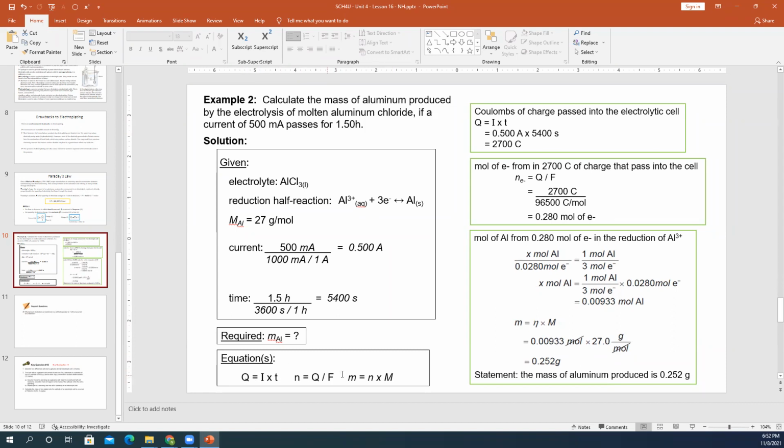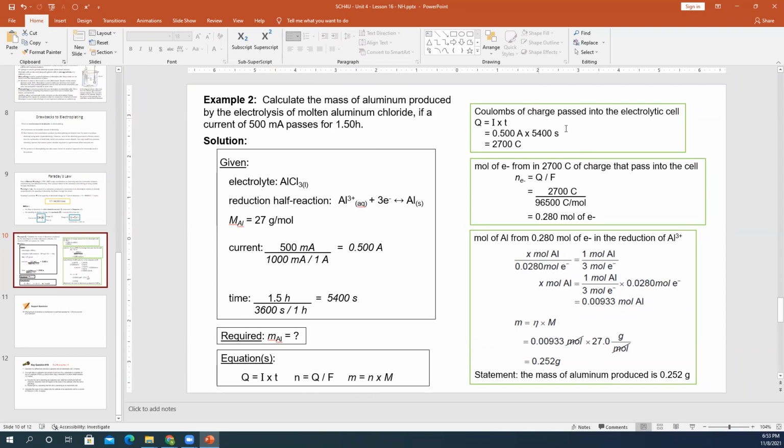So these are the equations at our disposal. This is the equation that relates charge to current and time. This is the equation that relates charge, coulombs, Faraday's constant and the number of moles. And this is the equation that relates mass to number of moles and the molar mass right here. So we have these relationships in our equation toolkit, and we know how to use them.